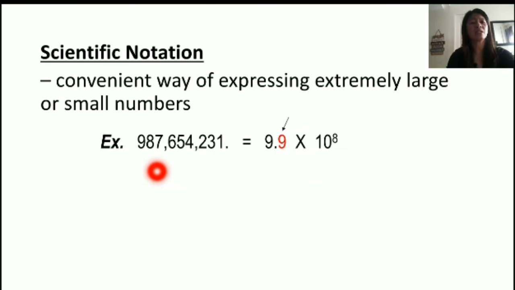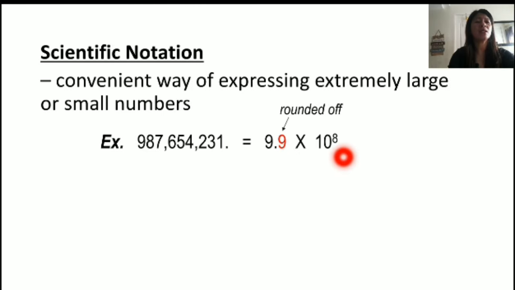Let's say you are asked to leave 2 significant figures. So the first 2 digits will be left in the number. Since the next digit after the last remaining digit is 7, you have to increase 8 by 1. So that will be rounded off to 9. So the base should be 9.9, and then you use the power of 10.